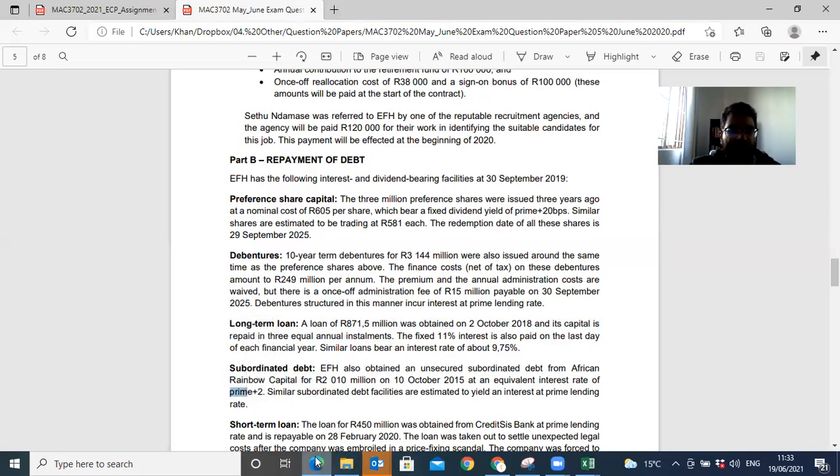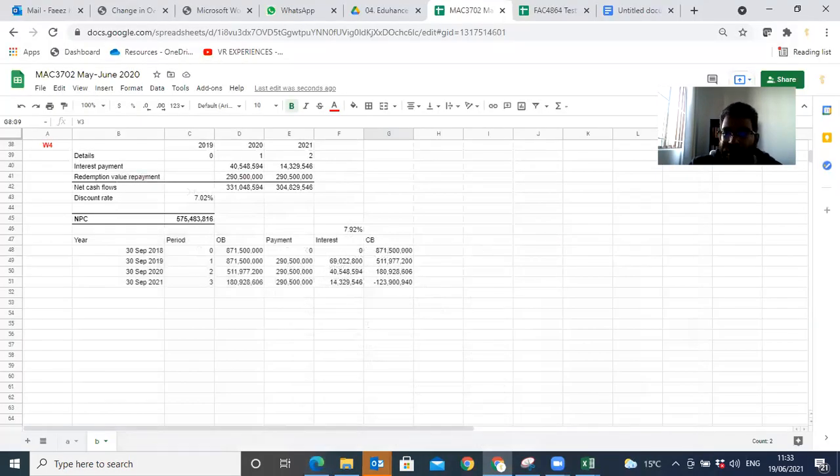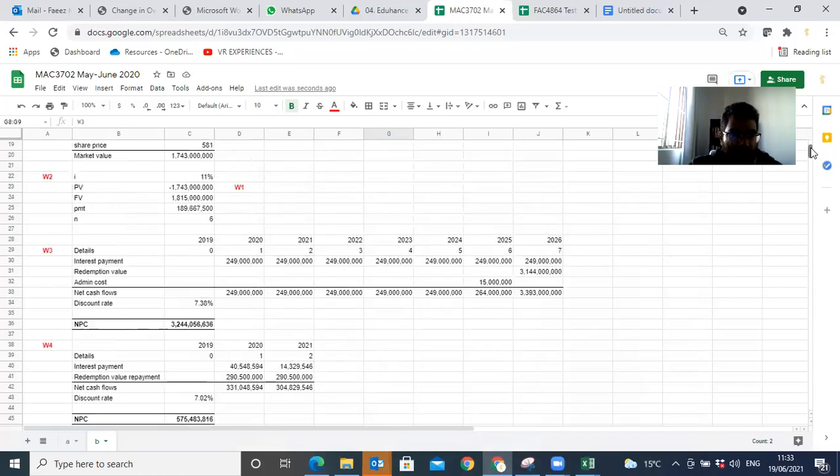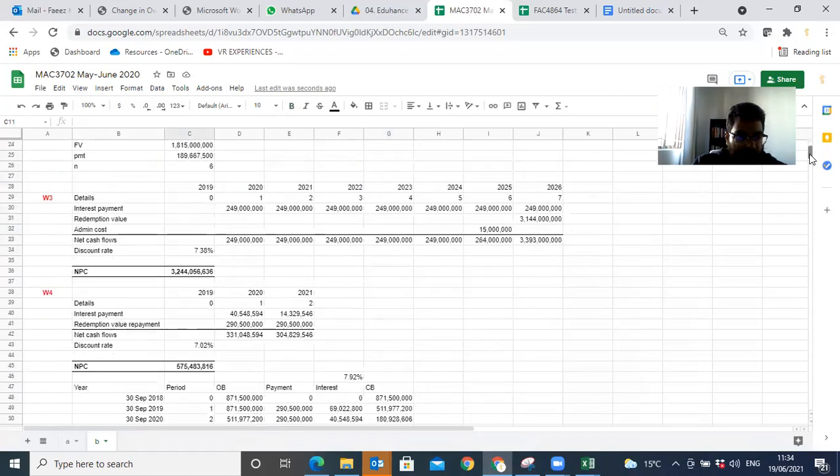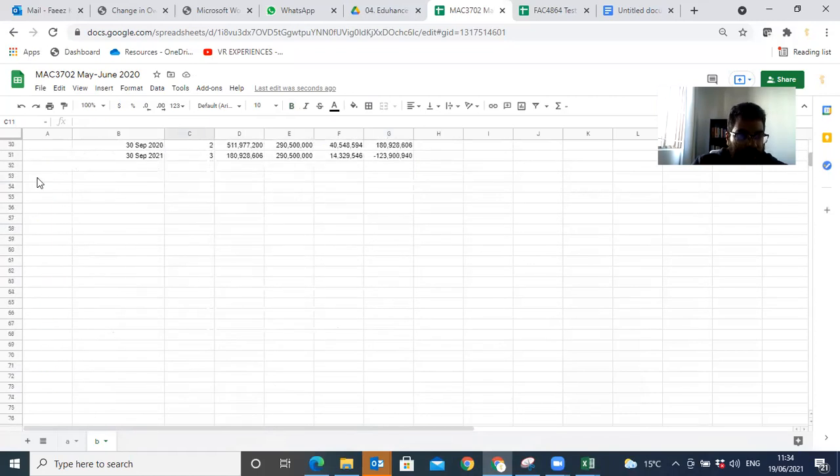So what is given? The market rate is given. So the market rate for such a loan is prime. Prime is 10.25%. Remember, because it's debt, we must take an after-tax rate because interest is deductible. Okay, so just take note of that. So 7.38. Now we can calculate the market value, working 5.